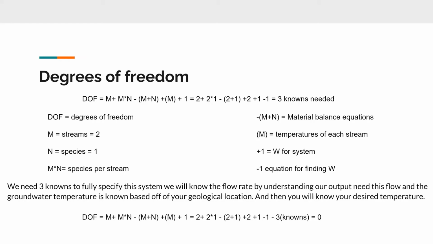And then below that, we show that we need three knowns. We need a flow rate and our input and output temperatures, which we can get from geological data, as well as data from how much water we're needing to pull. And then below that, we have our degrees of freedom with our three knowns adding, showing our degrees of freedom of 0.